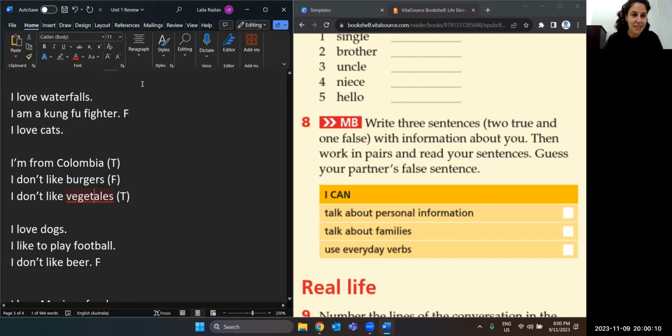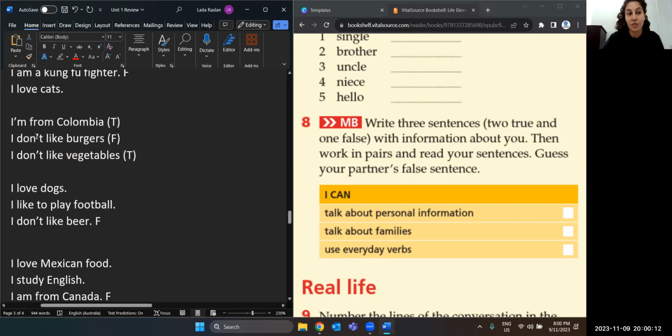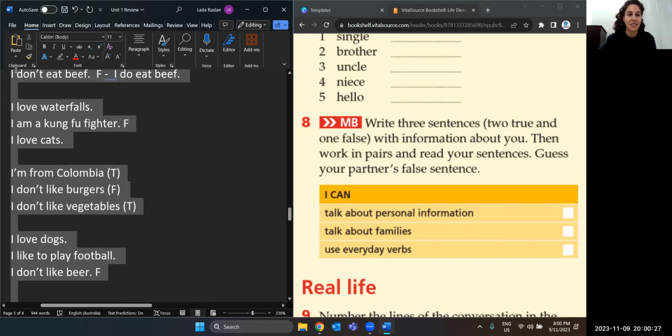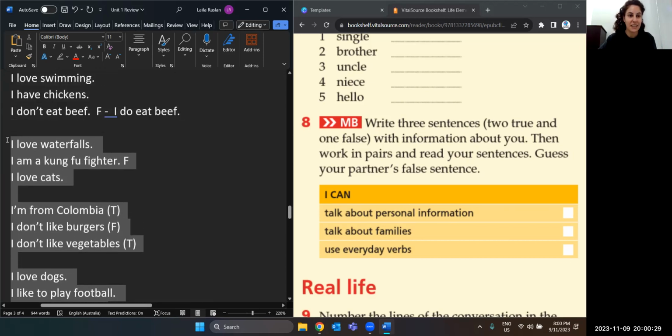Someone else said, I'm from Colombia. We knew that was true because we know them. I don't like burgers, and I don't like vegetables. The false one was I don't like burgers. So we're going to do the same. Write three sentences. These were examples here.